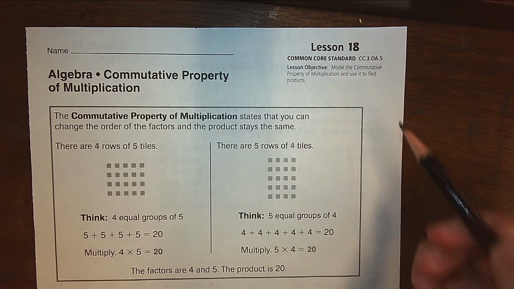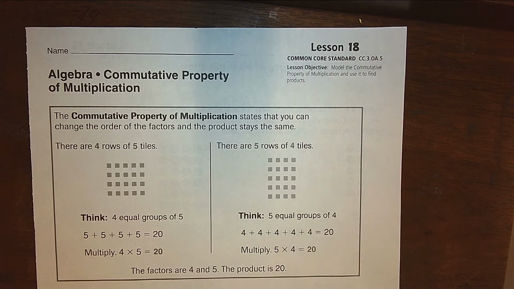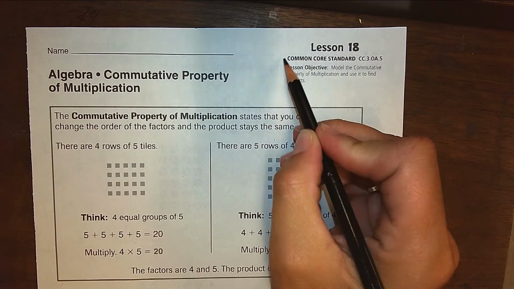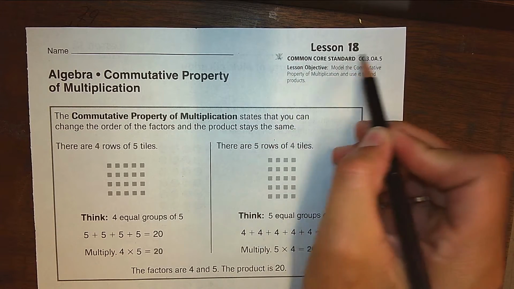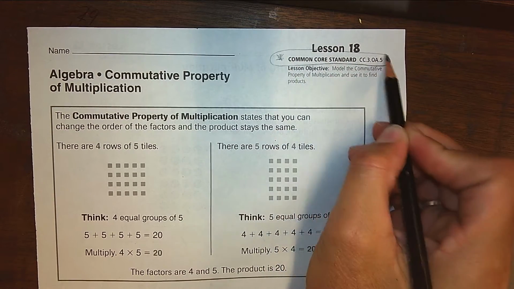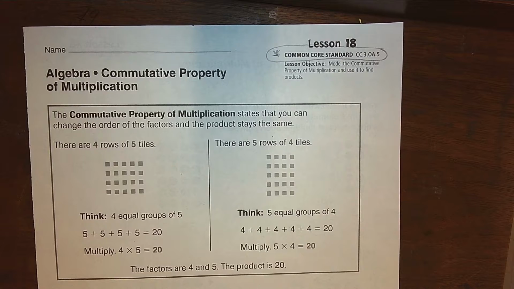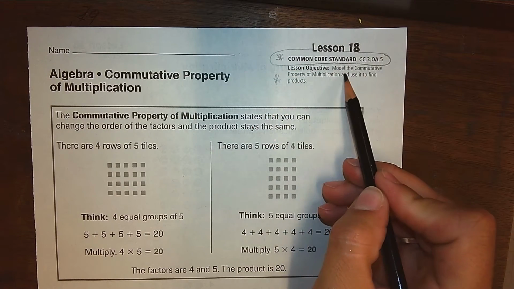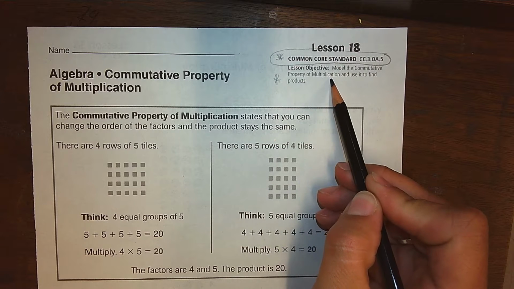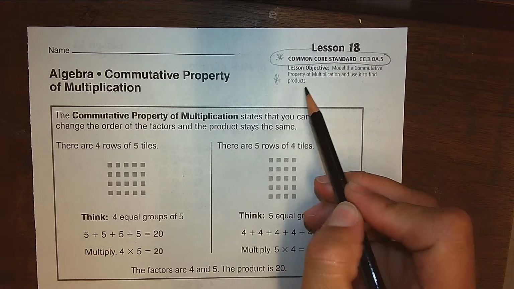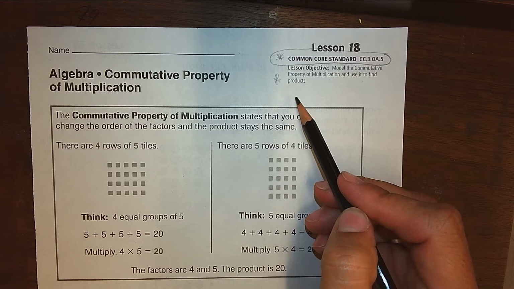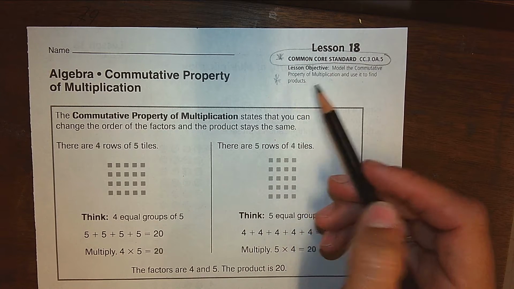So look at the top of your Encore workbook, page 35. Up here we have our standard. Put a little star by it or circle it. And then we've got our lesson objective or our learning target. I can model the commutative property of multiplication and use it to find products. Don't forget that products are the answers to multiplication problems.